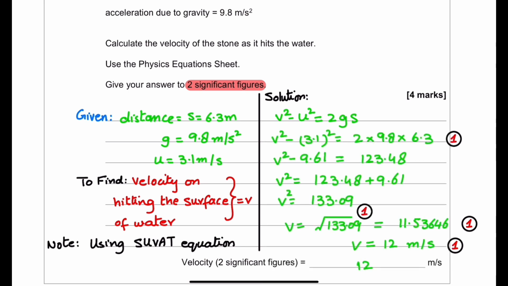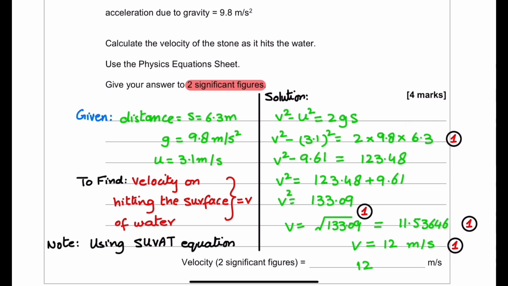We need to substitute all the values. The distance is given, value of g is given, whereas initial velocity is also given. We need to substitute all the values in our equation. v square minus u square is equal to 2gs. v square minus 3.1 square, which is actually the initial velocity, is equal to 2 times the value of g, 9.8 meter per second square, into the distance traveled by the stone, that is 6.3 meter.